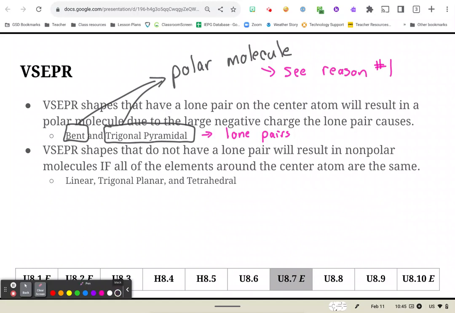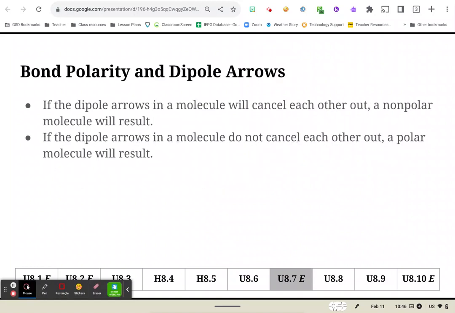All right, then if we're looking at the other ones, linear, trigonal planar, tetrahedral, it's not as straightforward. Those can be either polar or nonpolar. If they do not have a lone pair, then they will be nonpolar if all the elements around the center are the same. So that is something you're going to keep in mind, and we'll see that in a couple of different examples. All right, if we are looking at the linear, the trigonal planar, or the tetrahedral, now we have to look at the dipole arrows.